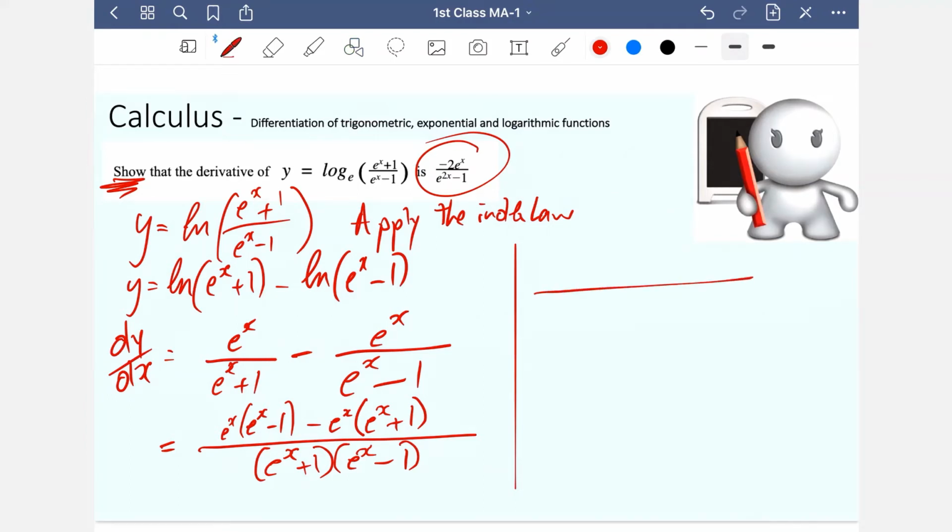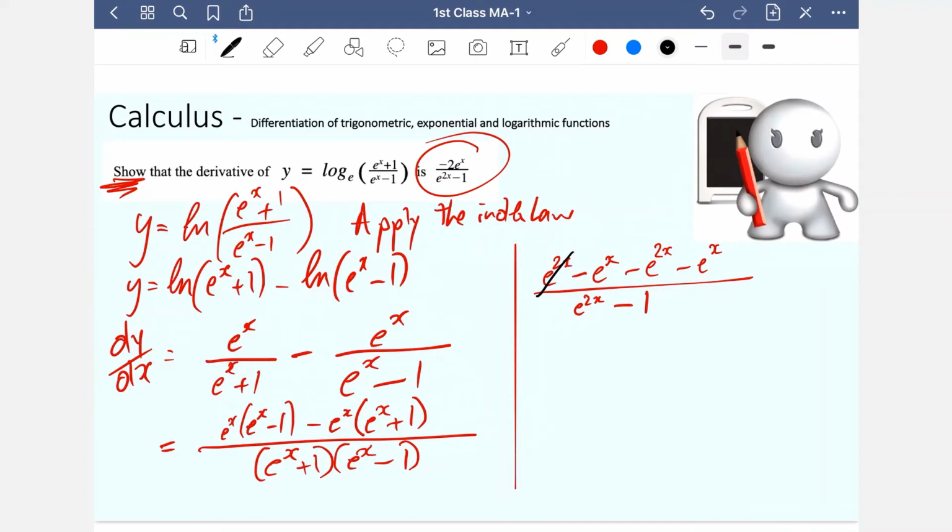Right, so let's expand the numerator. So e to the x multiplied by e to the x is e to the 2x. E to the x multiplied by negative 1 is negative e to the x. Negative e to the x multiplied by e to the x is negative e to the 2x. And negative e to the x multiplied by 1 is negative e to the x. Down the bottom, I've got a binomial multiplied by its conjugate, which is going to give me a result which is the difference of two squares. So e to the power of x squared is e to the power of 2x, minus 1 squared, which is 1.